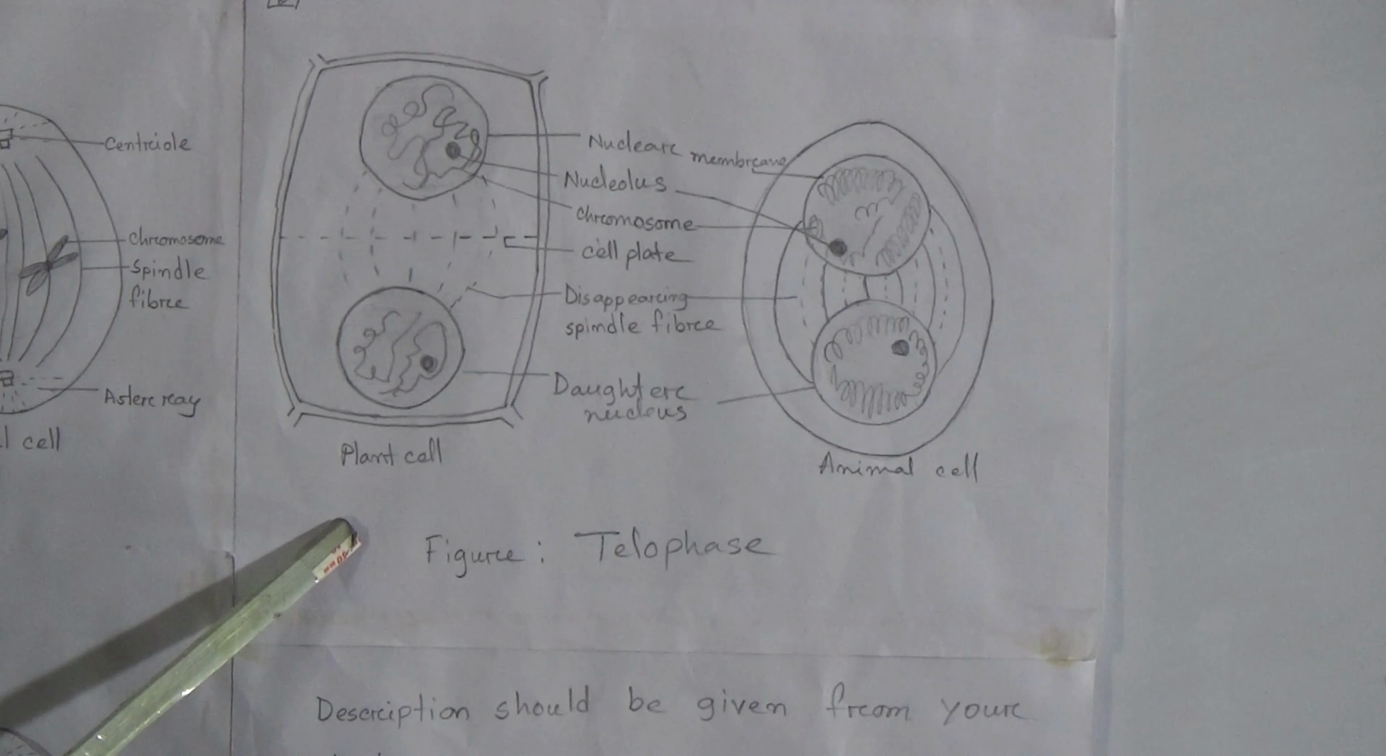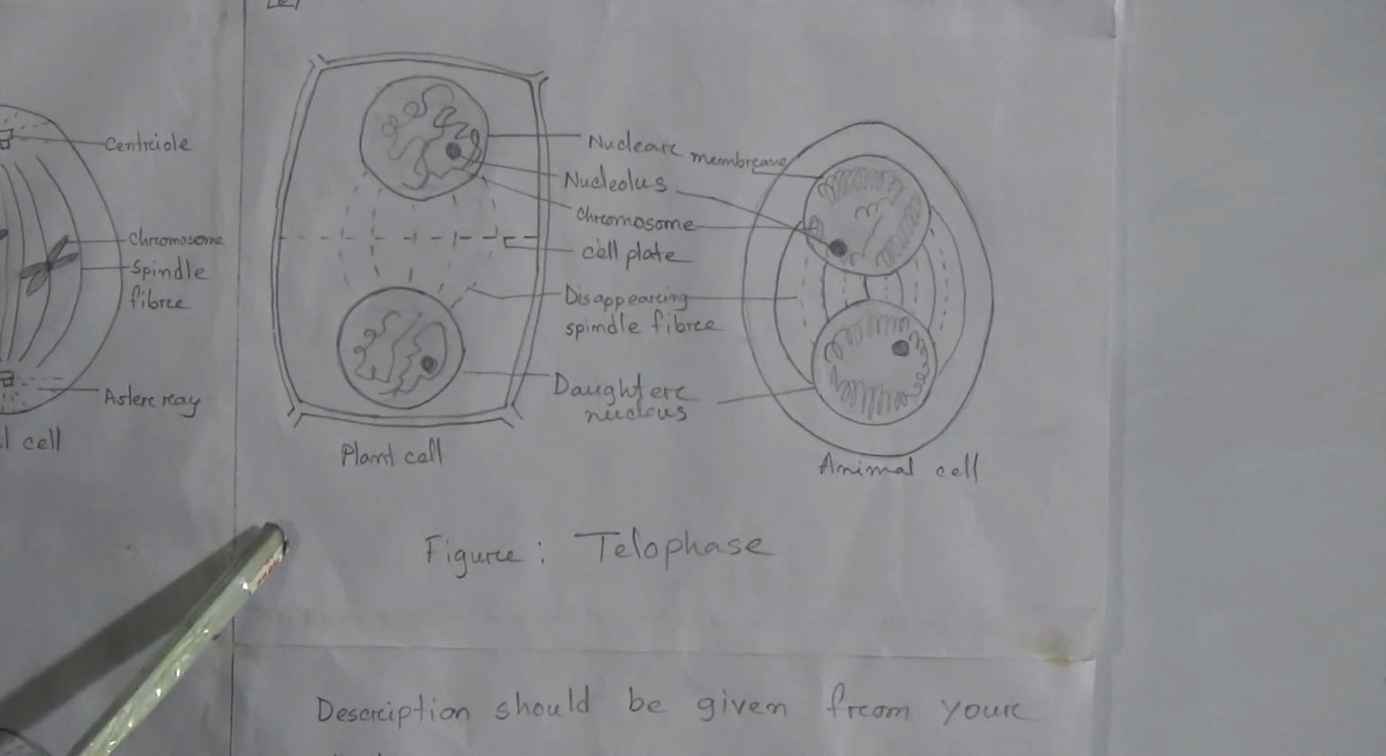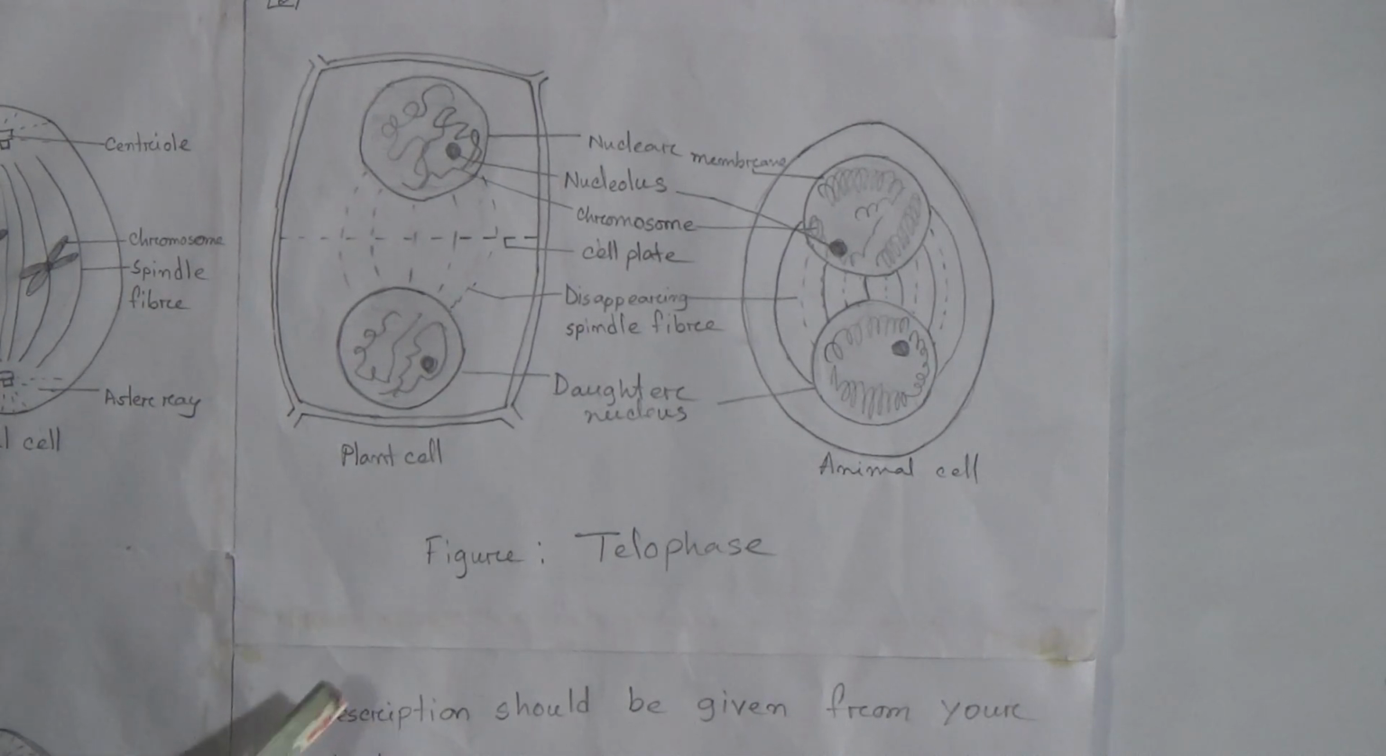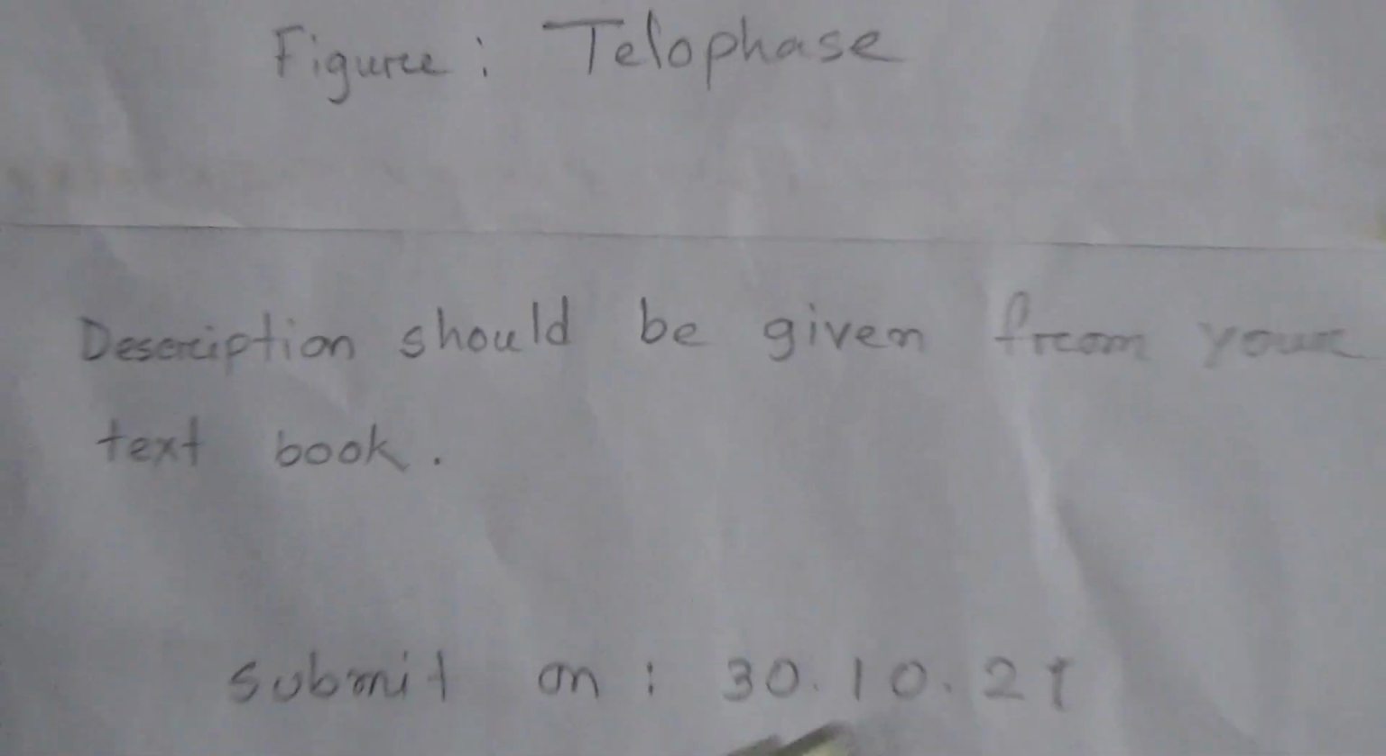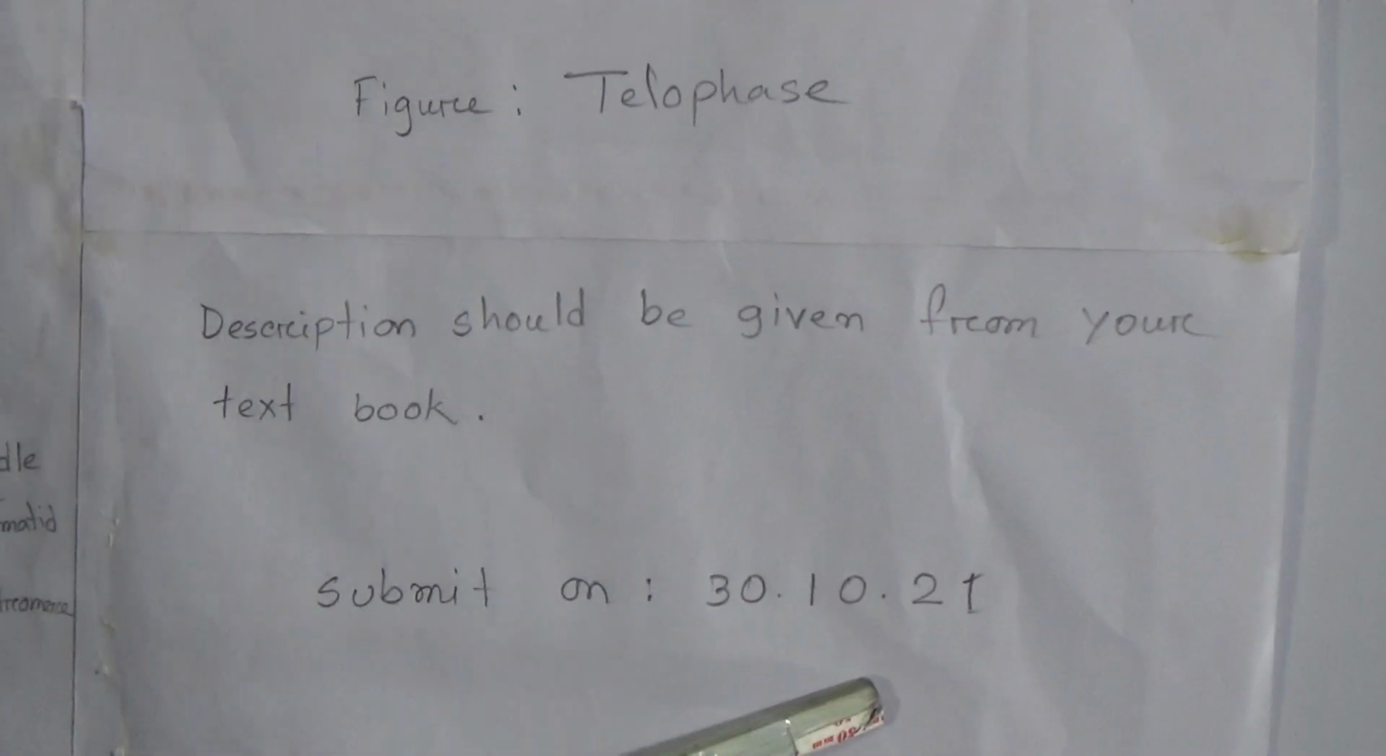Along with the pictures you have to give the description. You will write the description from your textbook on A4 size paper, and you will staple the A4 size paper with your poster paper. The submission date of assignment 4 is 30 October 2021.